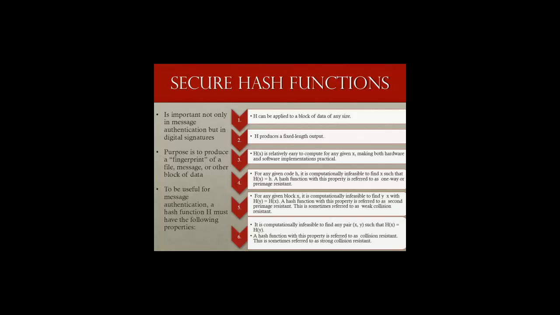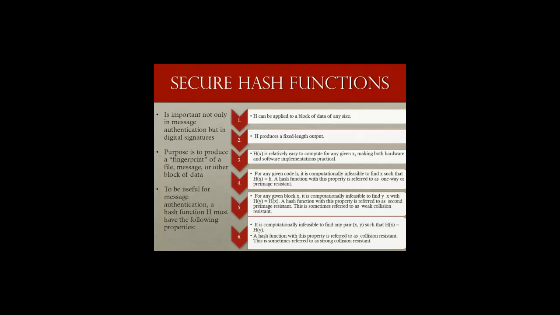And as before, with any given code, it should be computationally infeasible for the hacker to try to find the message. And a hash function with this property is referred to as one-way or pre-image resistant. And for any given block X of the message, it should be infeasible to find Y, which would be a different message which has the same hash function output. And this is sometimes referred to as weak collision resistant.